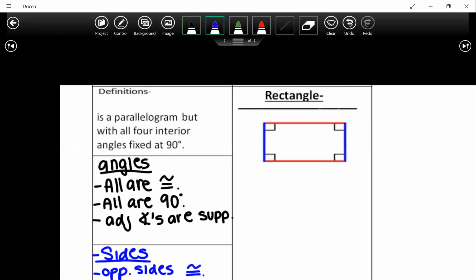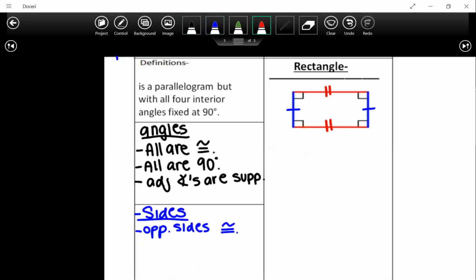And if we had to label that, I'm just going to label that with one mark, and then we'll do the top and bottom with two. Opposite sides are congruent. Because it's a parallelogram, opposite sides are parallel.